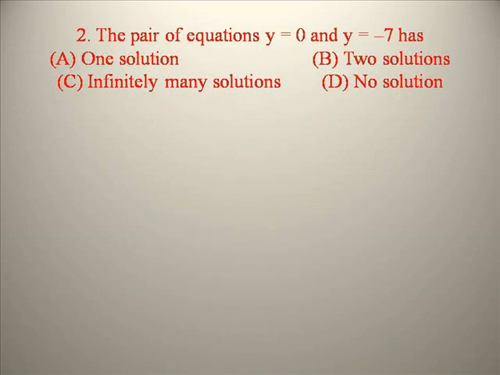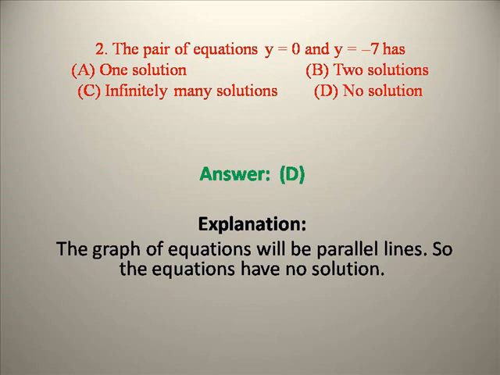Question number 2. The pair of equations y equals 0 and y equals minus 7 has. You have the following options, and let's move to the answer now. The answer is D, that is no solutions. Why is it? If we draw the graph of these equations, you will get that these are parallel lines and they are parallel to the x-axis. As parallel lines have no solutions, the answer is option D.